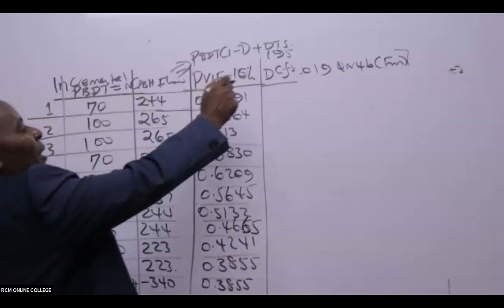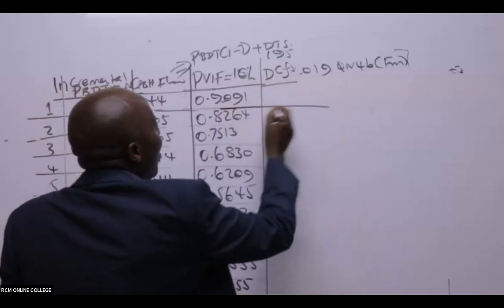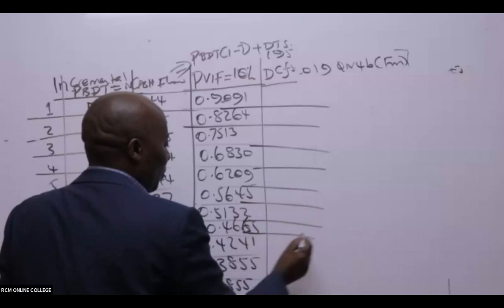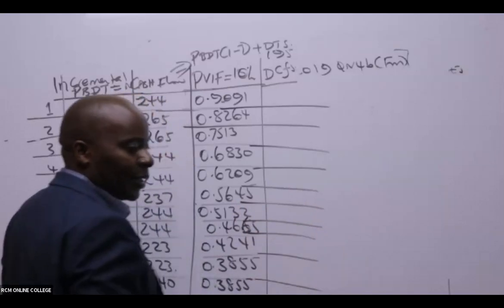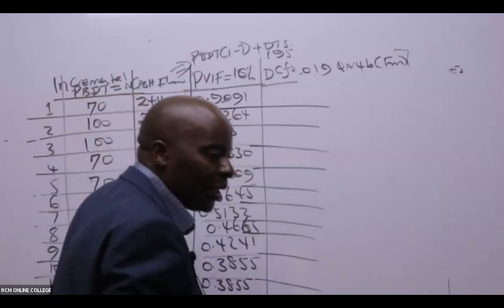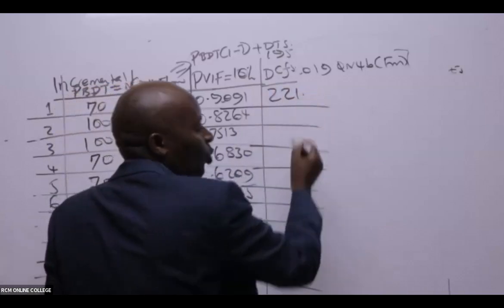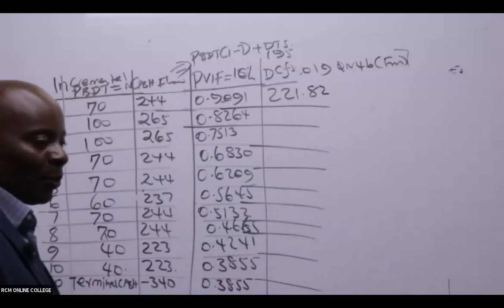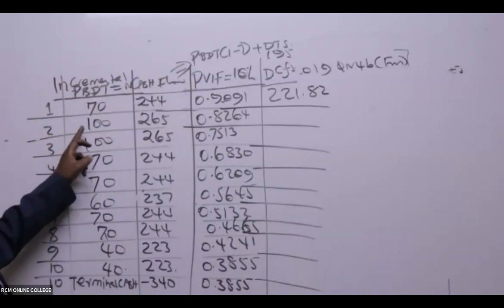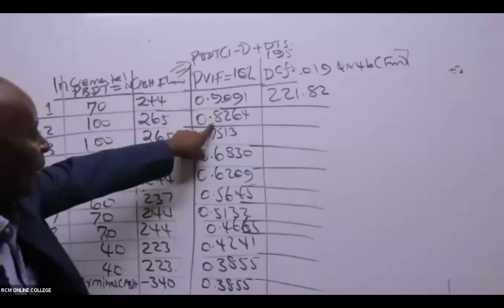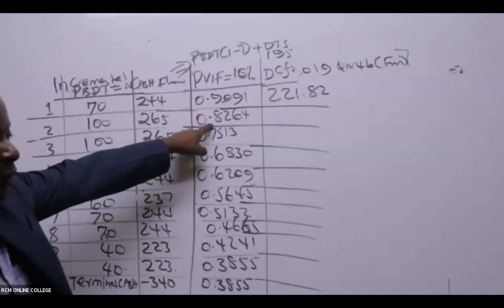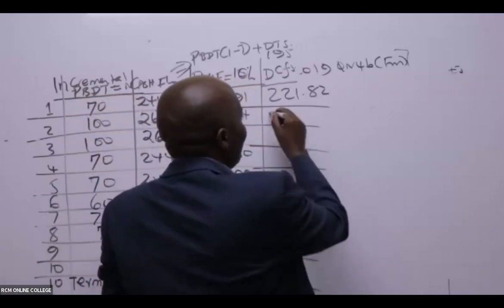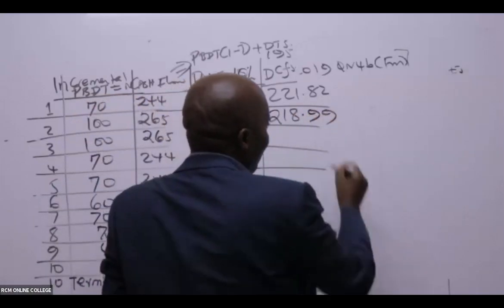So come and give me the discounted cash flows, 2 decimal places. EK doesn't disappoint. It is coming to 221.82. From there, you go to the second one. So you're taking the cash flow times the PV, present value interest factor. I'm getting 218.99. Is it 219? I don't know.